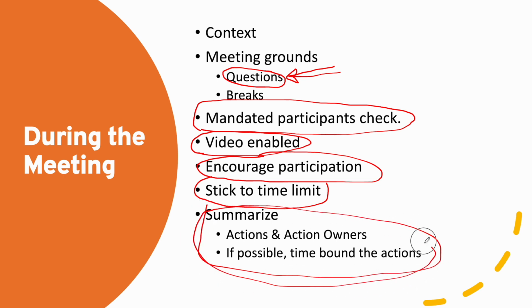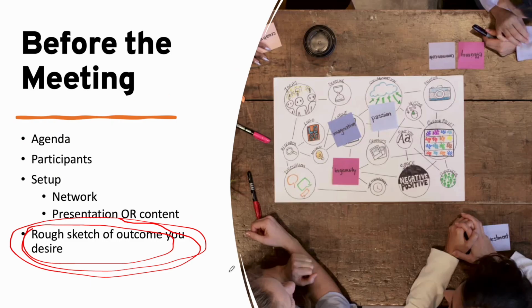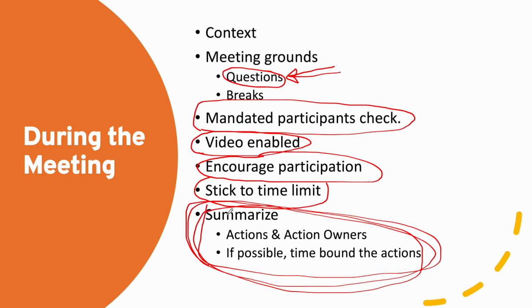And in the end, this is the most important thing in the meeting. Like in the previous step, before the meeting, we were saying that it is very important to have a rough sketch of the outcome you desire. So here it is very important to summarize that these are the actions and these are the action owners. Take 2 minutes, but have this distinctly spoken, verbalize this, that these are the actions and these are the action owners. And if possible, you give a time also, or agree on a time, that this should take 3 days, this should be done by the end of the week. That should be clearly articulated. Then this meeting is over.